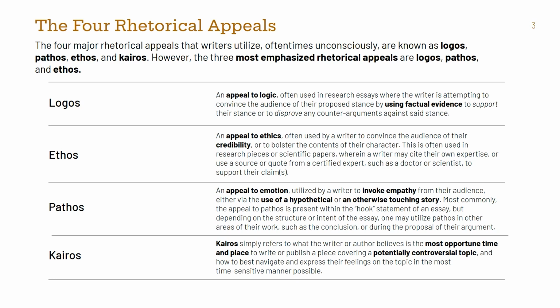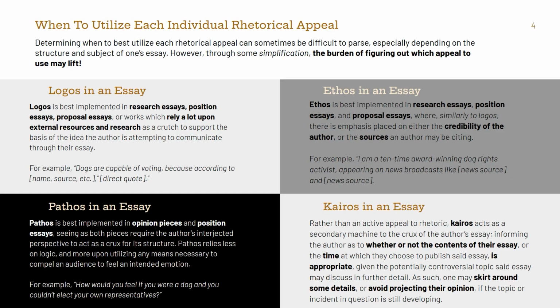So it is important to keep these things in mind whenever you're writing, especially about a controversial topic such as abortion or women's rights, especially in a developing legal landscape such as the one we have today. So you have logos, ethos, pathos, and kairos. However, the most commonly used are pathos, ethos, and logos.